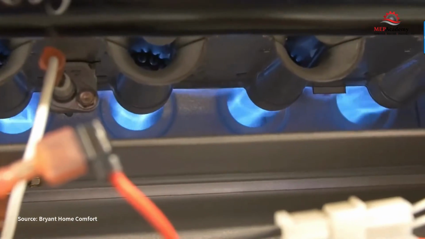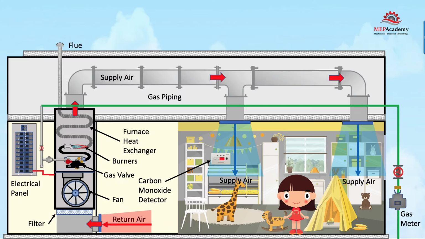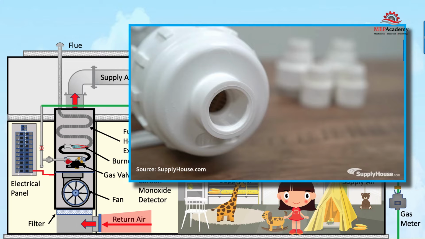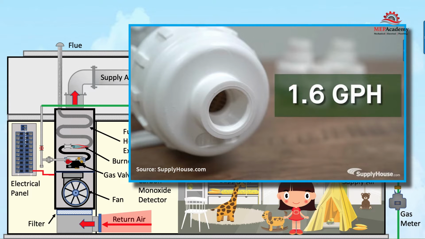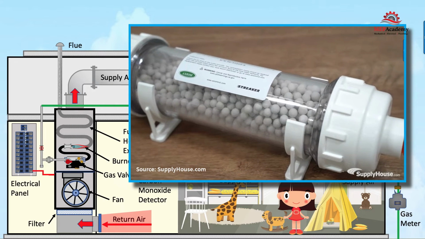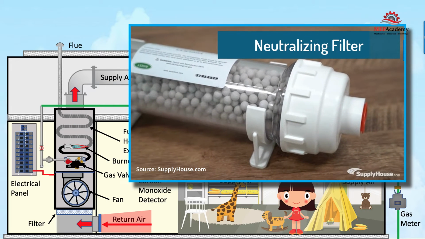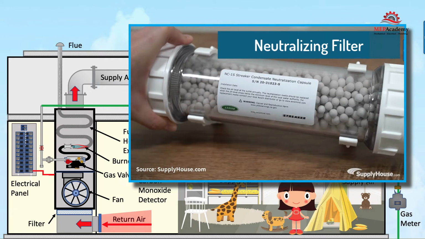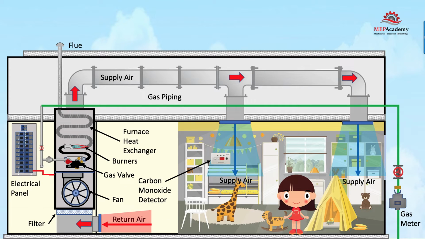A condensate pipe will need to be installed for any condensing furnace installed. Condensing furnaces are more efficient, but the byproduct is condensate that needs to be routed to a drain. The drain will have to run through a neutralizing filter because of the acidic nature of the condensate. This neutralizing kit can be provided by the manufacturer or bought separately.